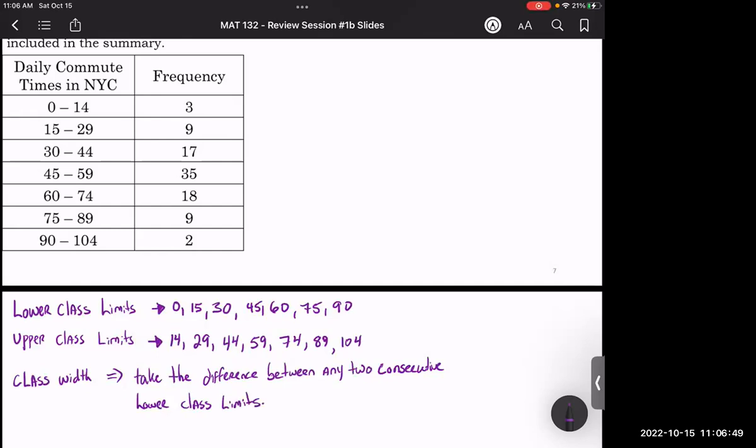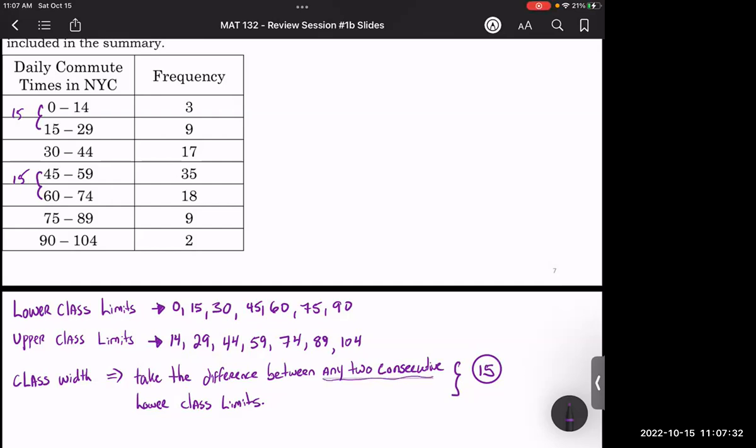You can take the first two classes, for example. If you take the difference between the 0 and 15, what would that be? It would be 15. You don't have to use that one. You could also use somewhere in the middle. What is 60 minus 45? 15, it's still 15. So you can use any two lower class limits. For this problem, the class width is going to be 15. Just apply the definition.